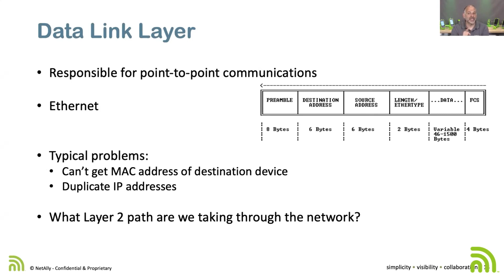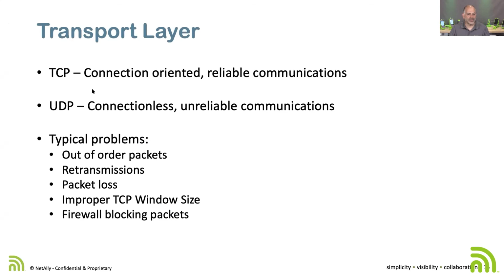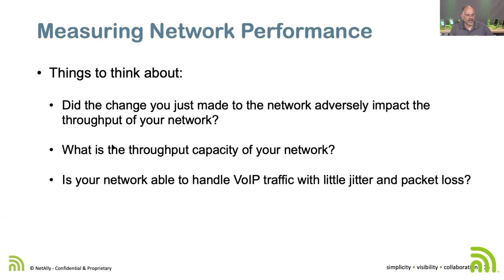But that is going to tell us what path we're taking at layer 2 and how we're getting there, and what our communication speeds are. Things like bad subnet masks, we can see those out there. Okay, our transport layer. In this case, we can take a look at what's going on in there. We're going to look at how we can measure network performance, what's going through our network, etc.